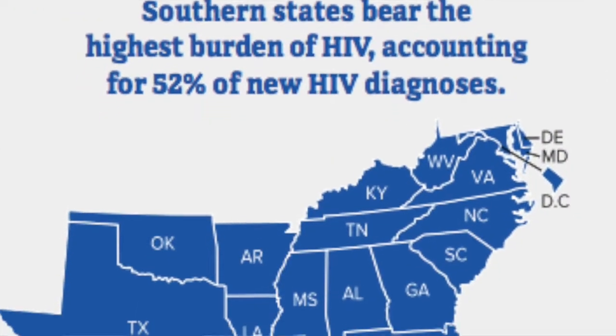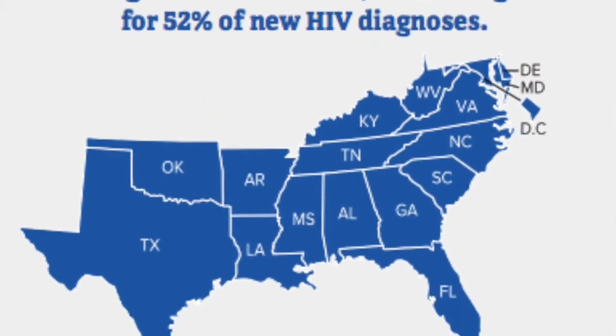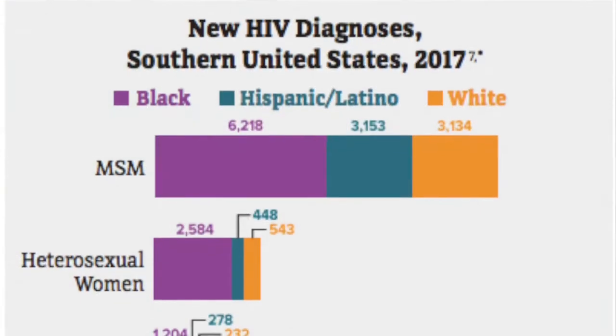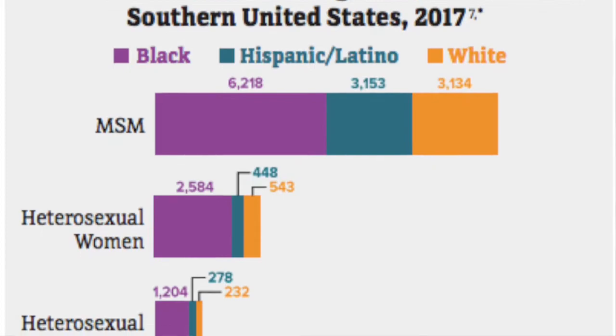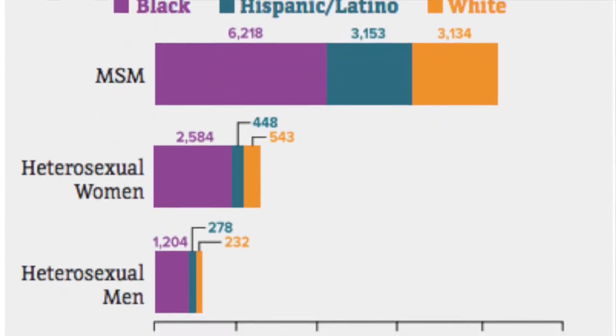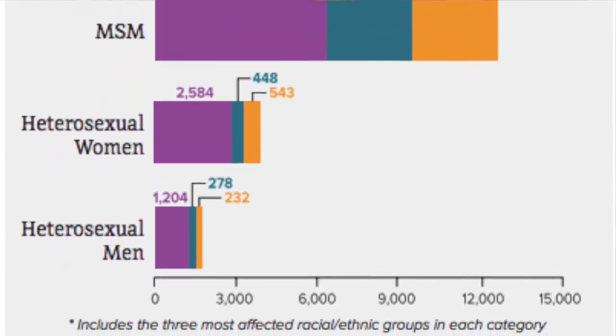Over half of new HIV diagnoses are in the South, even though the South only has about a third of the US population. In 2014, 54% of people living in the South who were diagnosed with HIV were African American, and of that group, 60% were men attracted to other men.